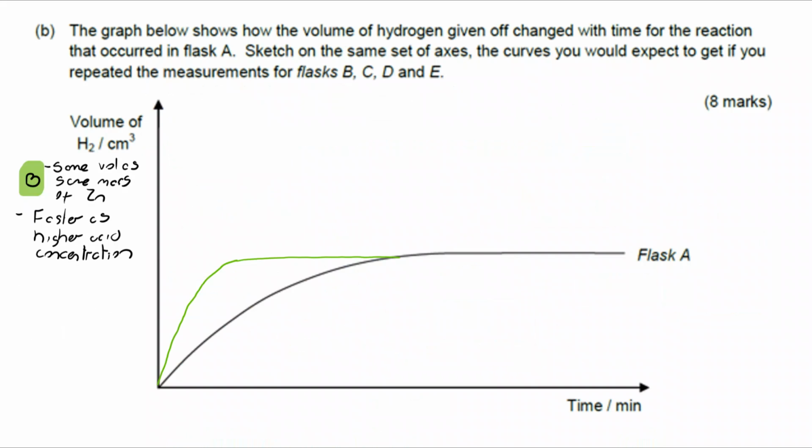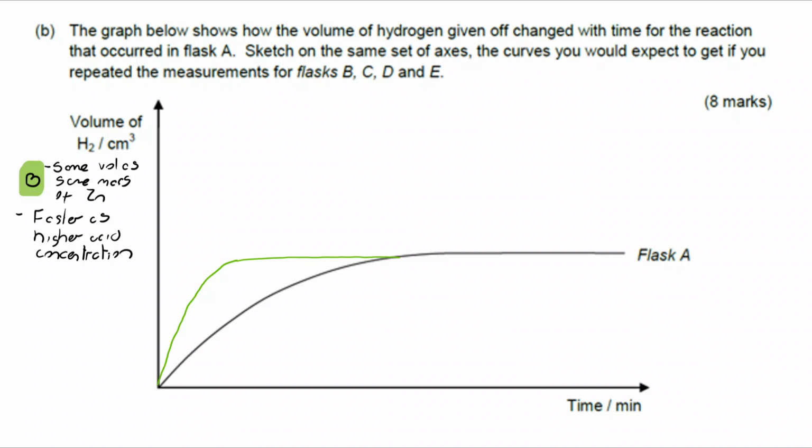Now if you compare A to B, B has the same volume, same mass of zinc, so it will stop at the same volume. But it will be faster initially because the concentration of the acid is higher. So remember the acid is in excess, so it's the same mass of zinc that means we're getting the same volume produced at the end.